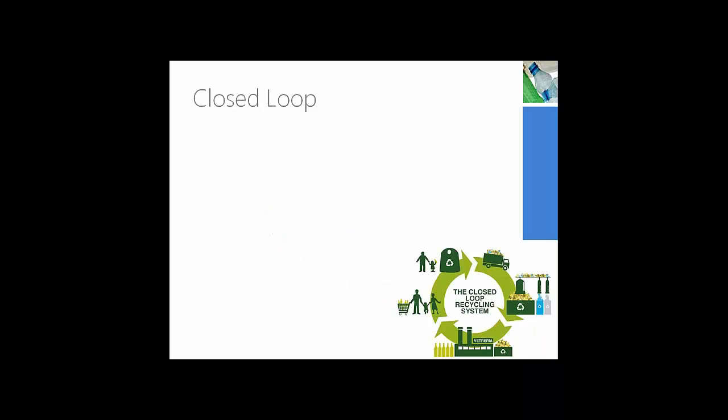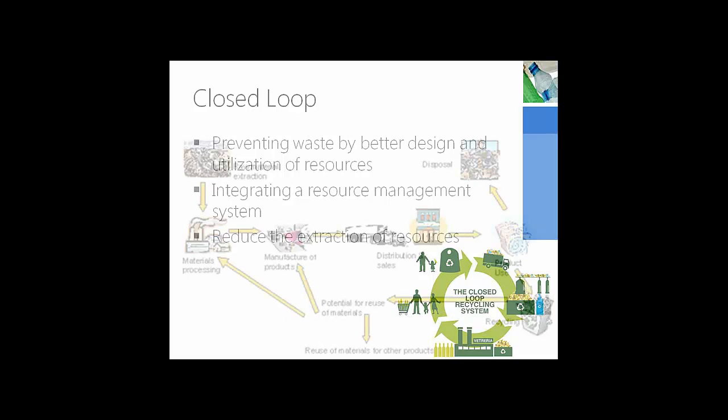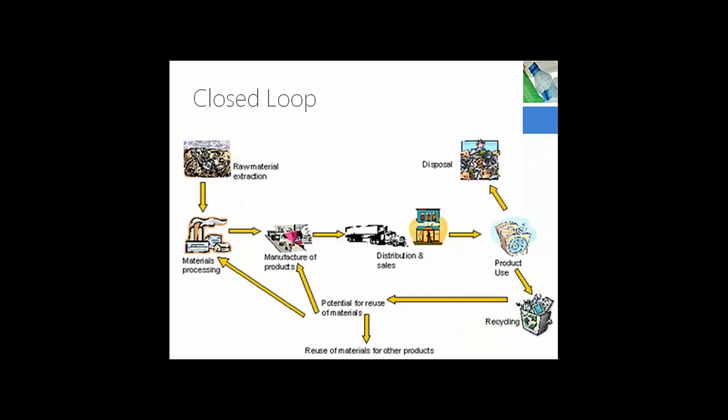And one other thing before we end the segment is closing the loop. So you might hear that term used a lot, and it's a part of a zero waste system. It's part of a sustainable resource management system. So basically closing the loop means that there is no way for our products to become waste. We need to prevent the waste by better designing them and better utilizing our resources. We want to make sure that we have a resource management system integrated into that. We want to reduce the extraction of resources. And when we do that, we take this sort of linear system where there's an input and then the output is ultimately materials being disposed in a landfill.